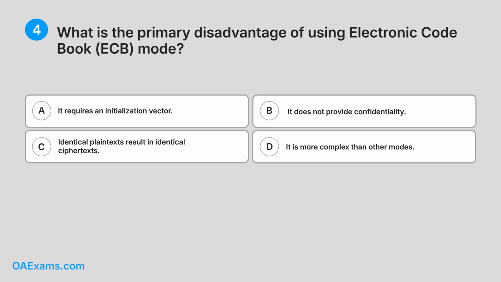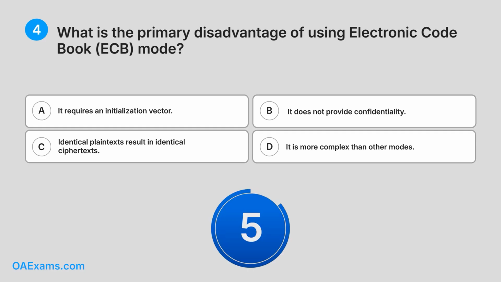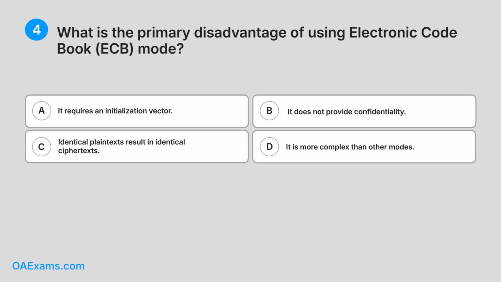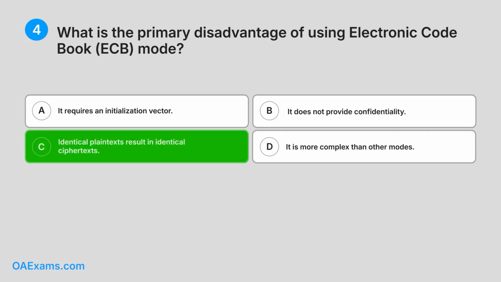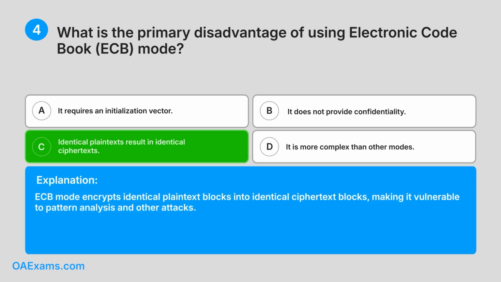4. What is the primary disadvantage of using electronic codebook mode? A. It requires an initialization vector. B. It does not provide confidentiality. C. Identical plaintexts result in identical ciphertexts. D. It is more complex than other modes. Do you know the answer? Correct answer: C. Identical plaintexts result in identical ciphertexts. Explanation: ECB mode encrypts identical plaintext blocks into identical ciphertext blocks, making it vulnerable to pattern analysis and other attacks.